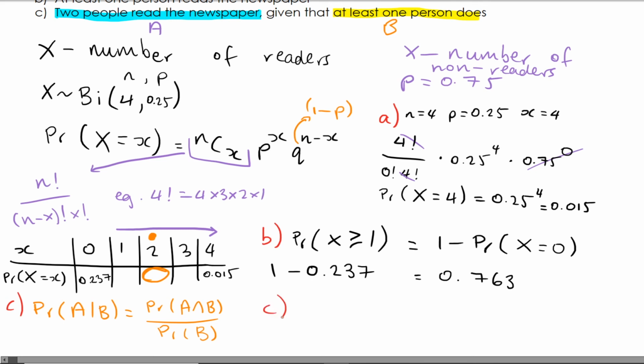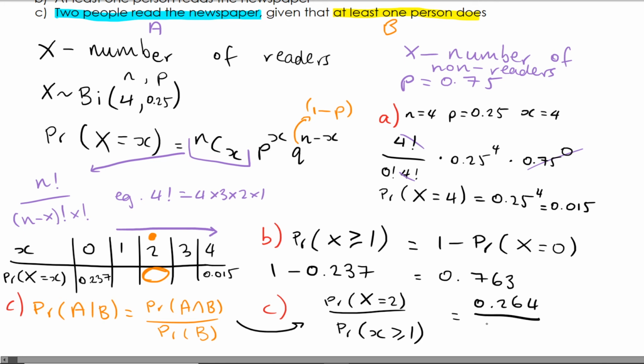So for part C, we can just kind of brute force this formula to say that we're doing the probability that x is 2 divided by the probability that x is greater than or equal to 1. And I'll save you the calculation. The probability that x is 2 is 0.264, and the probability that x is greater than or equal to 1, we worked that out in part B. It's 0.763, and this whole thing works out to 0.346.